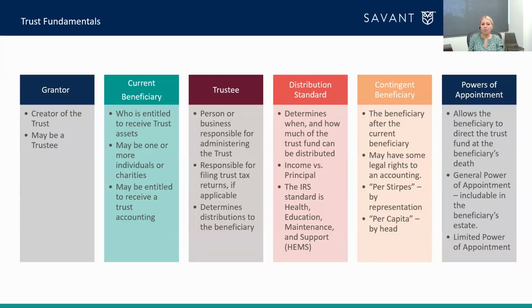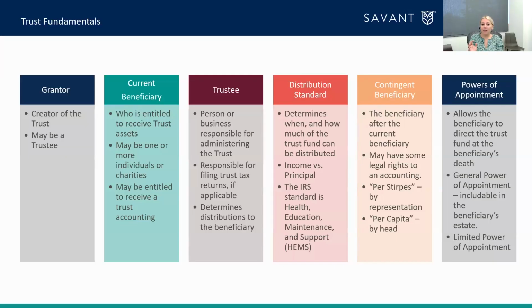Per stirpes comes from Latin and it means by branch. So let's say you have 3 children. One of them predeceases you, leaving 2 grandchildren. With a per stirpes distribution, 1/3 of your estate would go to child 1, 1/3 would go to child 2, and that last 1/3 would be split between your 2 grandchildren.